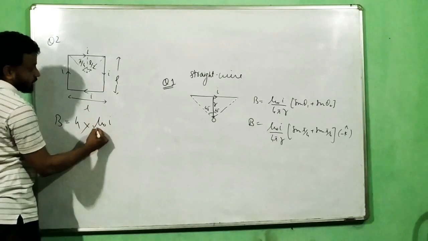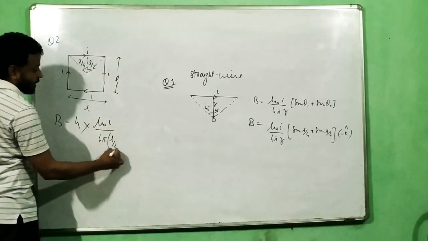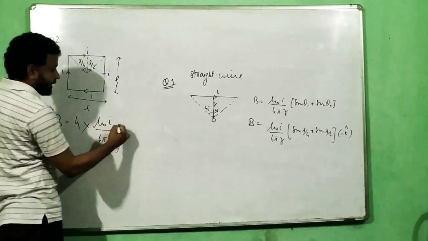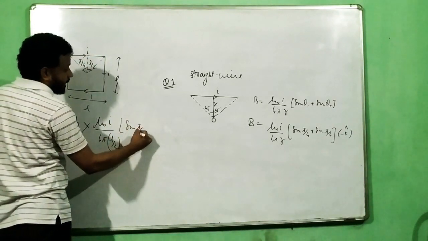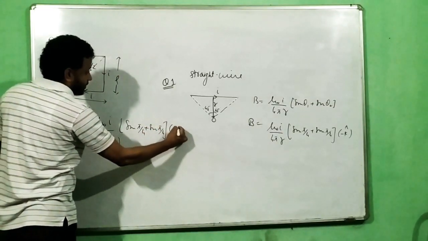That value is mu naught I divided by 4 pi r. What is r here? r is L by 2. The distance is L by 2. And then you have sine pi by 4 plus sine pi by 4, in the minus k direction.